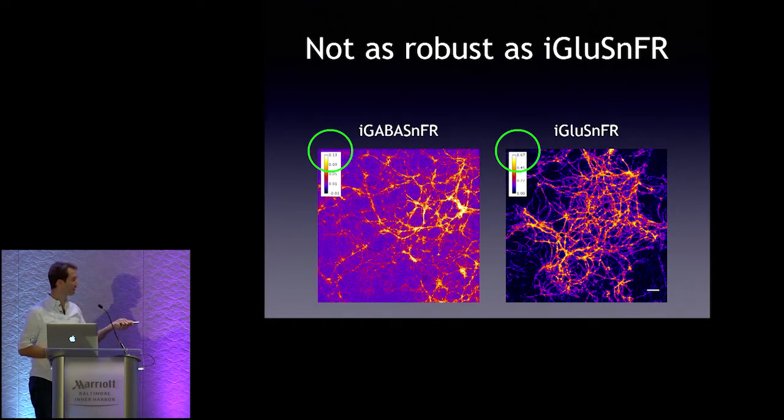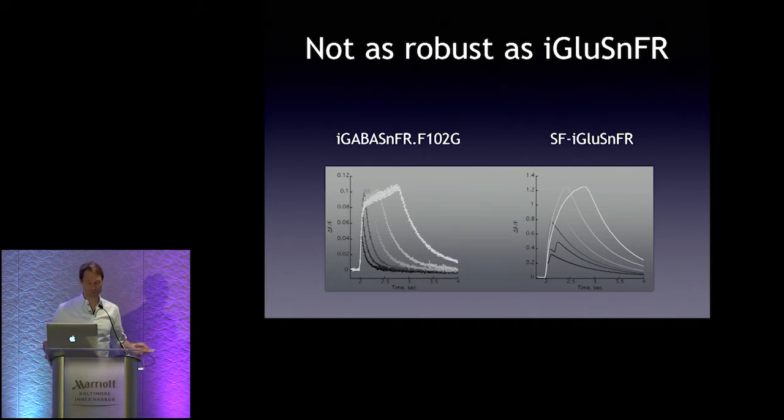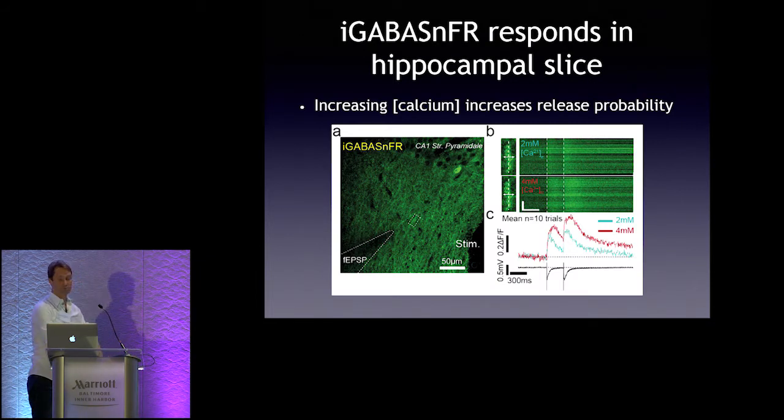We can see here again doing that experiment where we give an electrical stimulation to a culture of neurons. We got about a 70% increase in fluorescence with iGluSnFR and only about a 10% increase with iGABA-SNFR. You can see that quantified here. Again, the error bars are basically so small you can't see them. Here again, you're only getting about a 10% change, so it's about a 10-fold difference. But it still works good enough in different preparations.